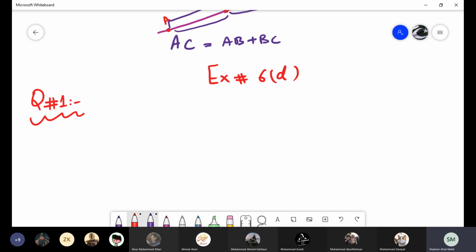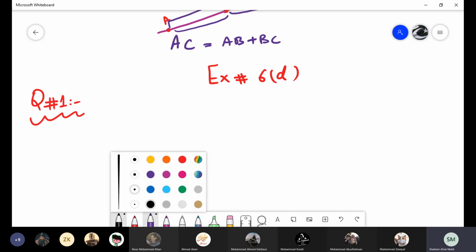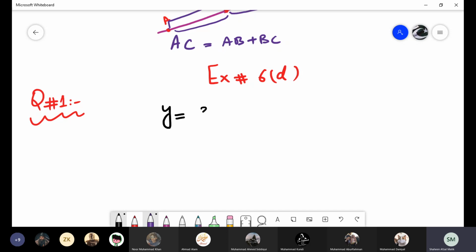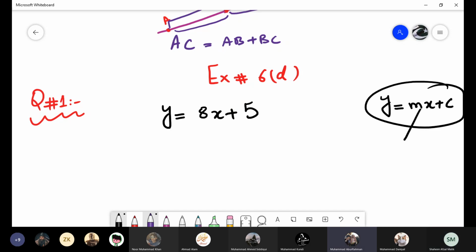Okay. Question number 1 is: find the gradient of a line parallel to the given line, and the given line is y = 8x + 5. This line is in the form y = mx + c. Looking at y = mx + c, can you tell me what the slope is? My dear, the coefficient of x is the slope.